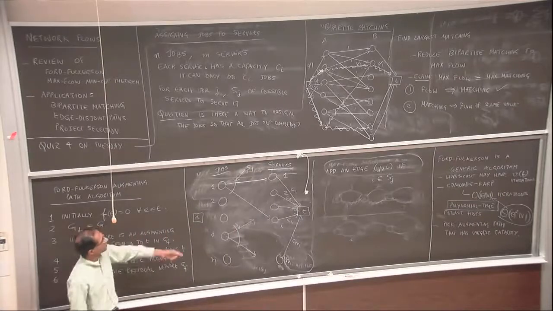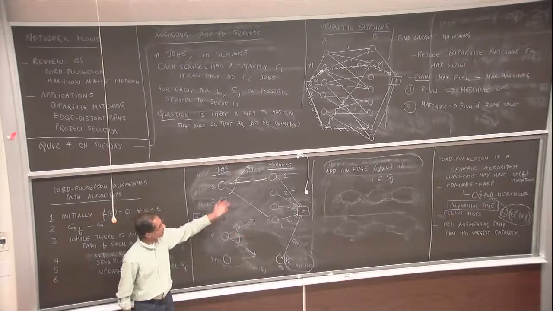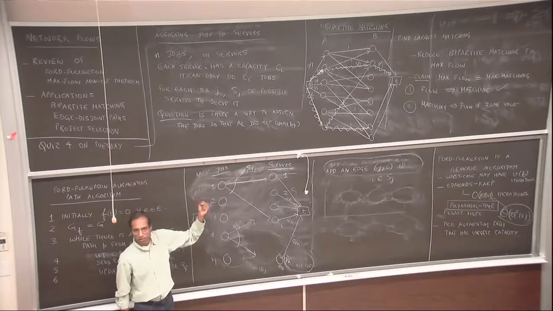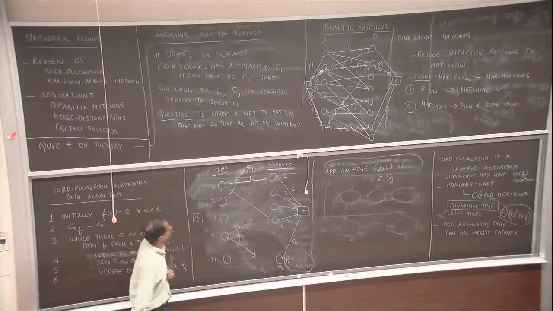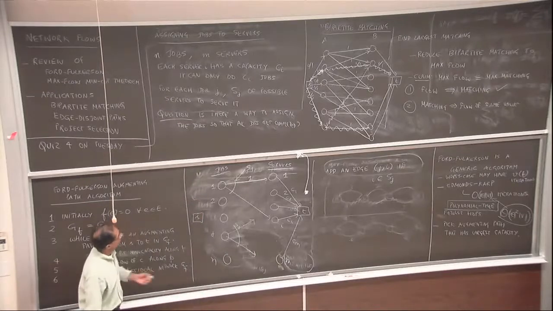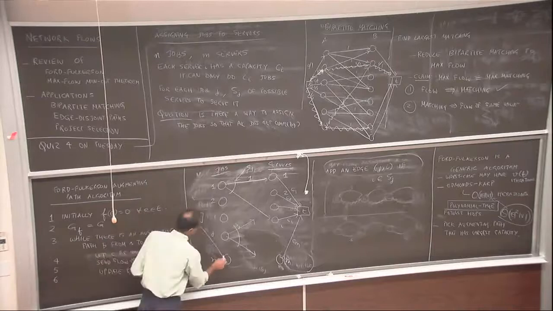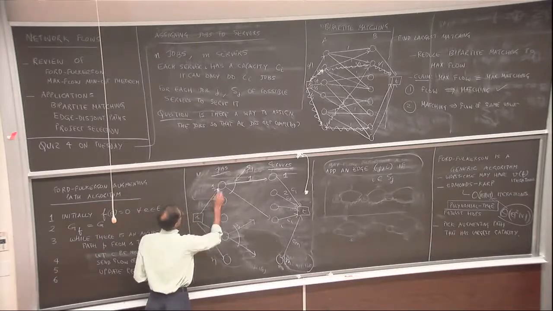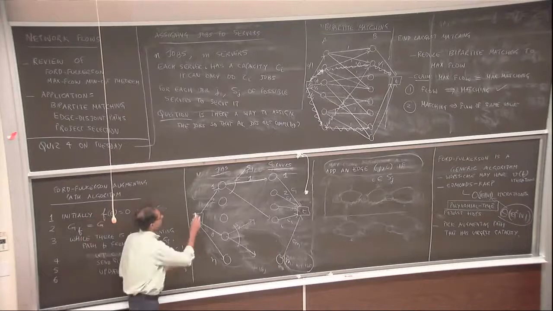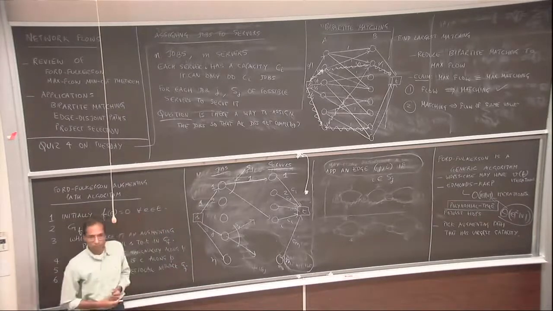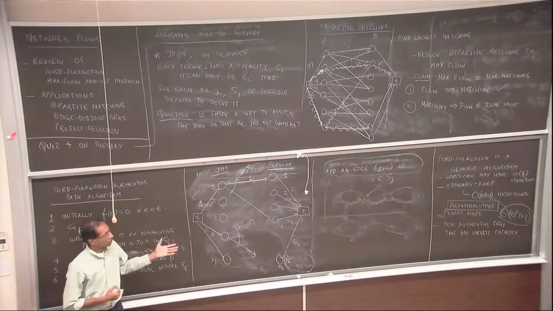What capacity should you put for the edges inside? 1, because each job just counts towards 1 unit. Okay, it remains to connect the source to the jobs. So the source will connect to every job. What's the capacity of each of these? 1. Okay.